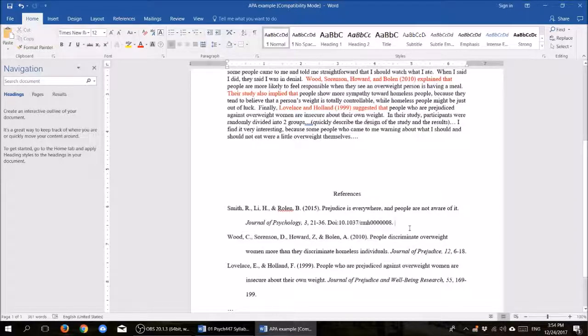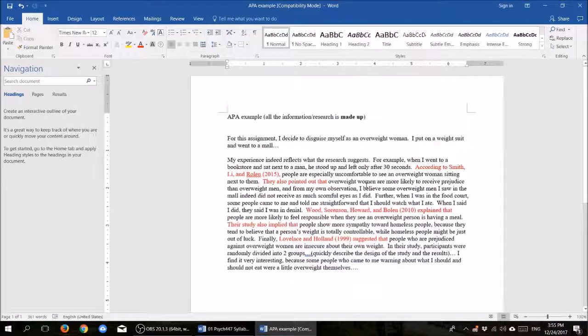Now, be very careful if any references are not cited in the paper, or you cite a study that is not in the references. If that happens, a lot of points will be taken away. So that's strictly APA style. You need to watch out.